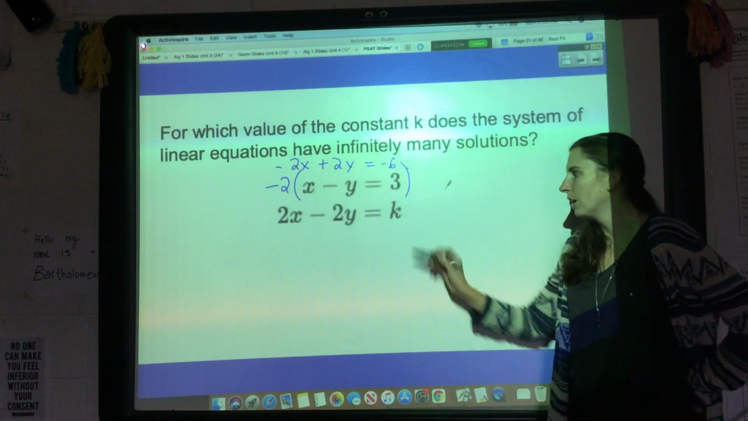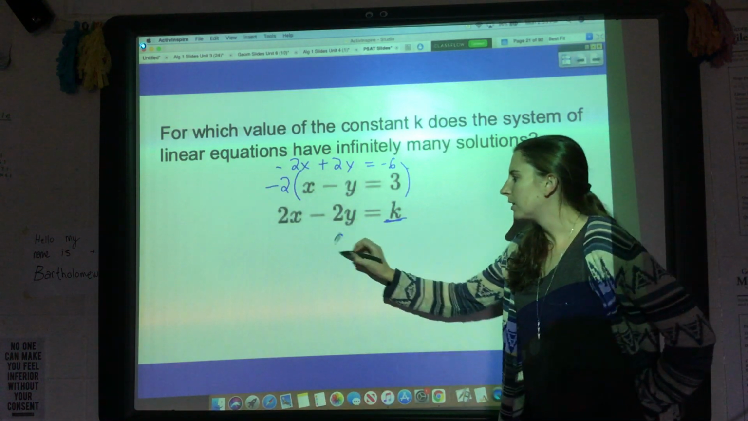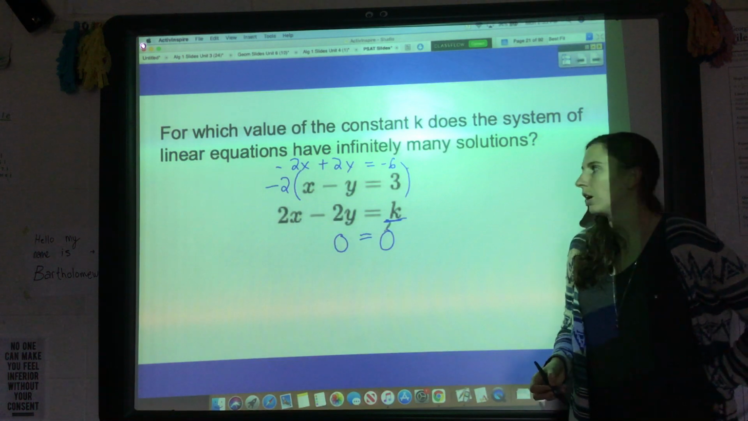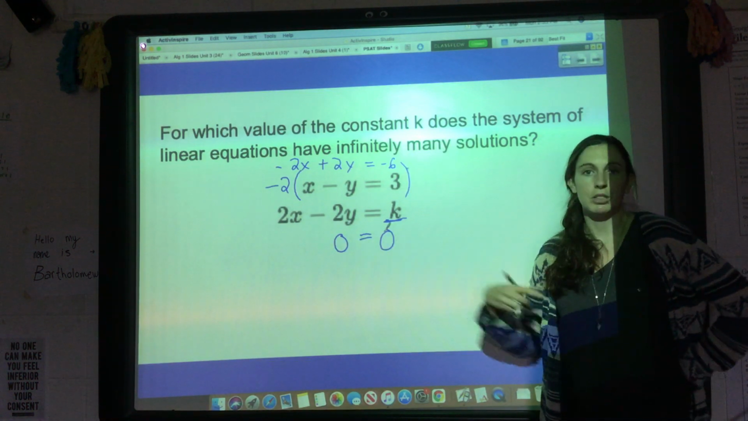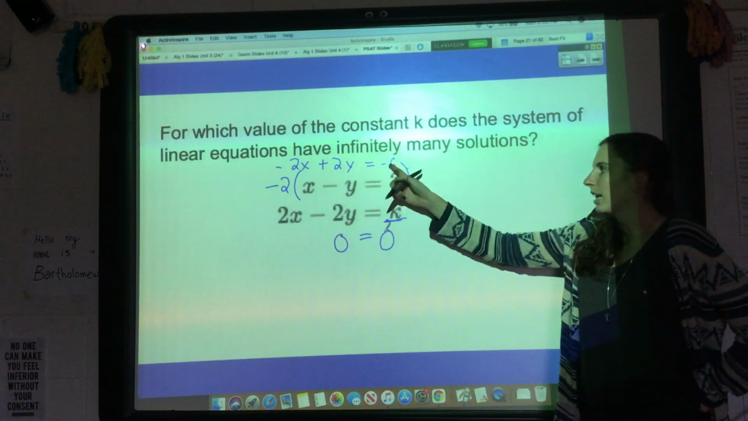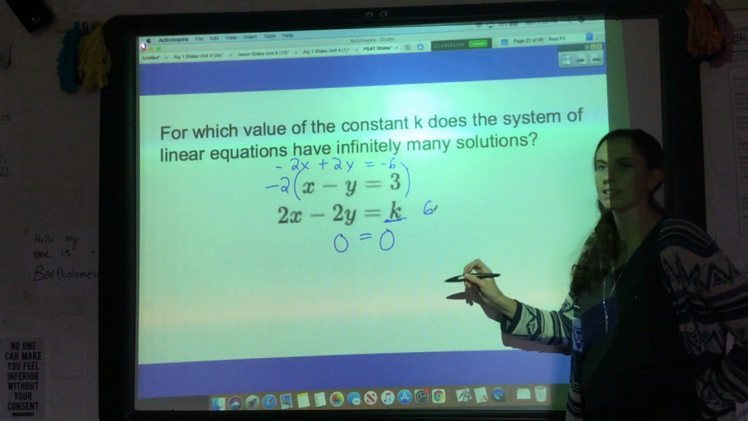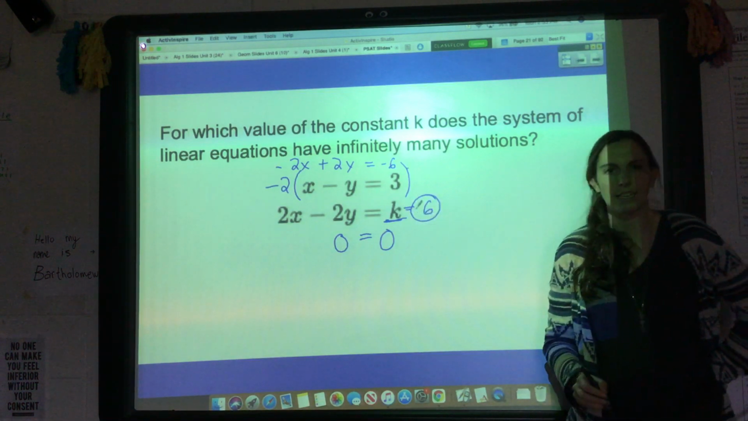So it's asking, what would this number have to be in order for me to get a 0 over here and for it to equal 0 over here as well? Because if there are infinitely many solutions, it would have to be a true statement. And so -6 plus what gives you 0? Well, that would be 6. So that's what k would need to be, is 6.